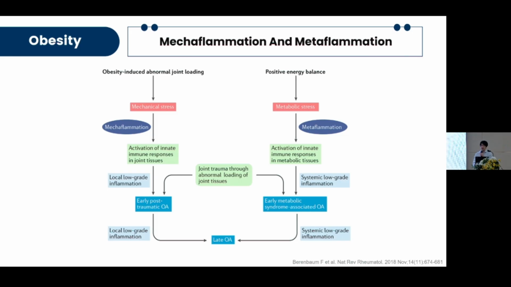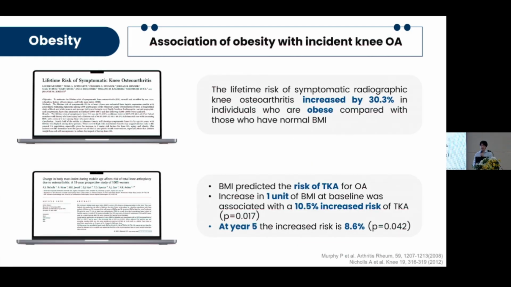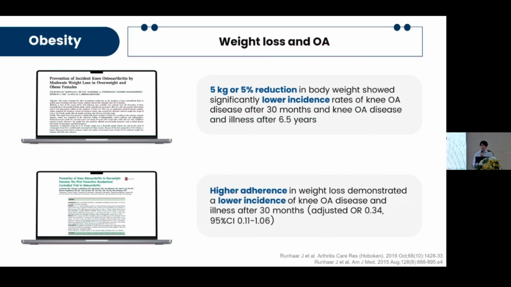Macroinflammation is the inflammation caused by mechanical stress, while metaflammation is caused by metabolic alterations. So obesity leads to both, creating a vicious cycle, accelerating OA progression. There are many studies investigating how changes in BMI during middle age affect the risk of symptomatic OA. And BMI was also associated with a significantly increased risk of need for joint replacement. It highlights weight loss's impact on OA.